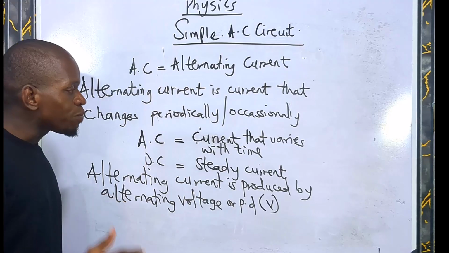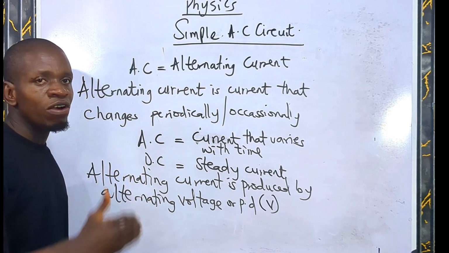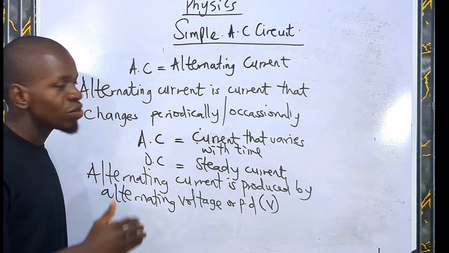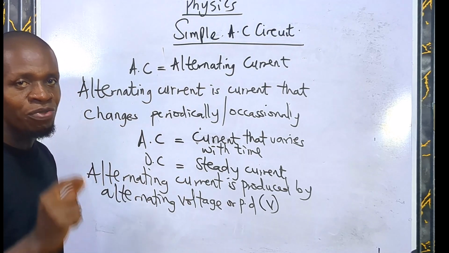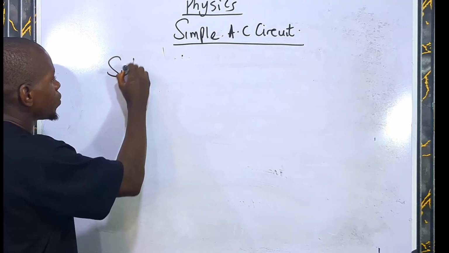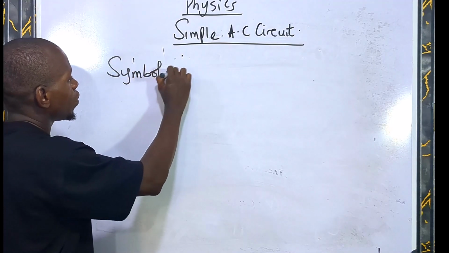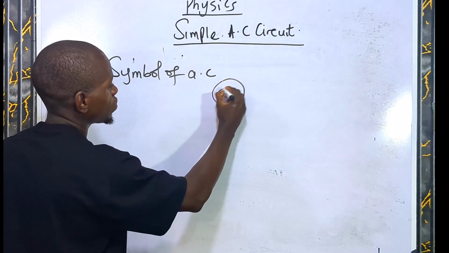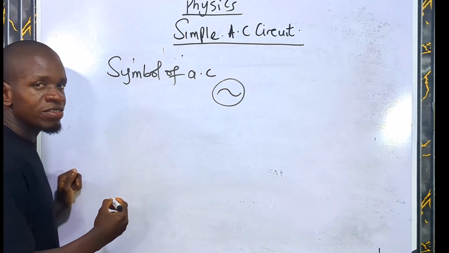Now, before I proceed to talk about the features of alternating current, let me show you how we represent it, or let me start with the symbol of alternating current. Now, the symbol of alternating current is represented in a waveform like this.